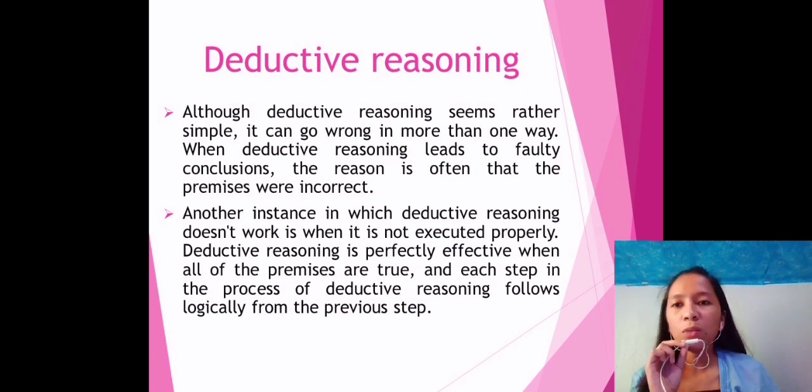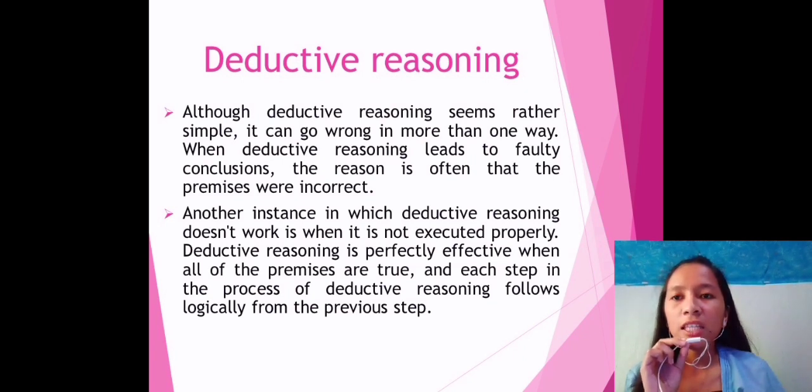Another instance in which deductive reasoning doesn't work is when it is not executed properly. Deductive reasoning is perfectly effective when all of the premises are true and each step in the process of deductive reasoning follows logically from the previous step.